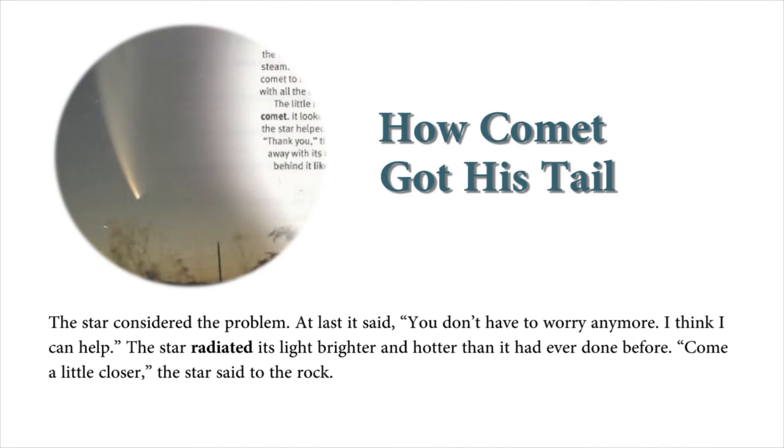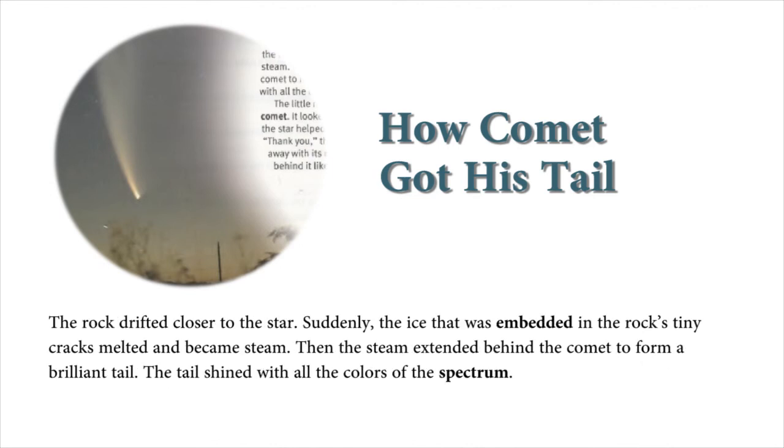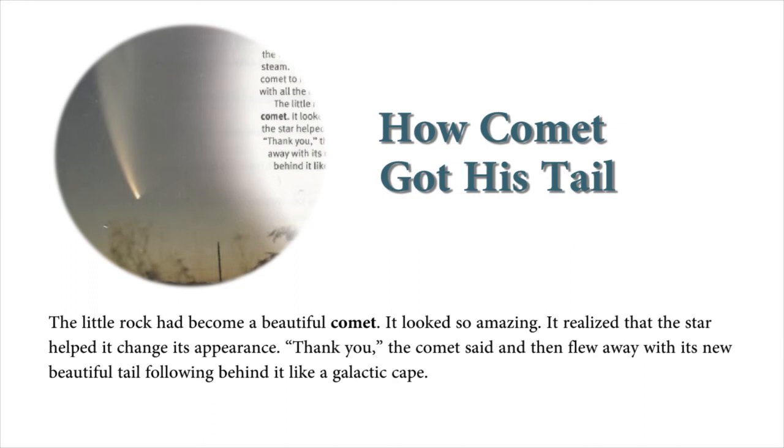"Come a little closer," the star said to the rock. The rock drifted closer to the star. Suddenly, the ice that was embedded in the rock's tiny cracks melted and became steam. Then the steam extended behind the comet to form a brilliant tail. The tail shined with all the colors of the spectrum. The little rock had become a beautiful comet.